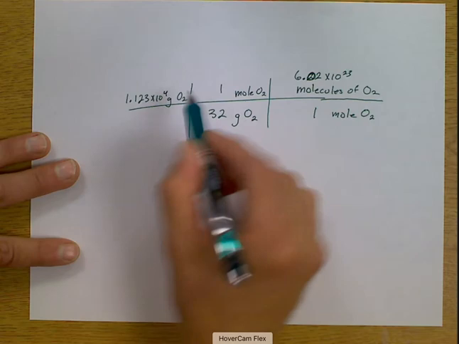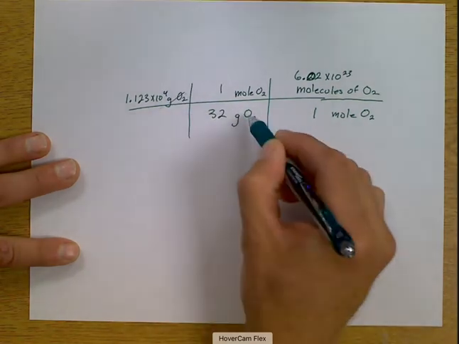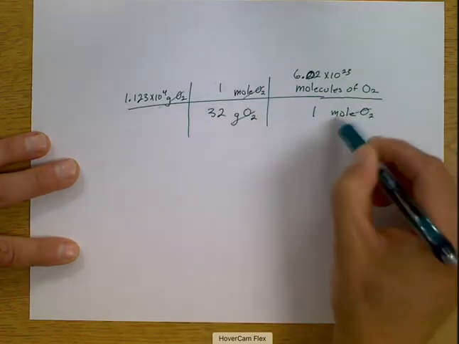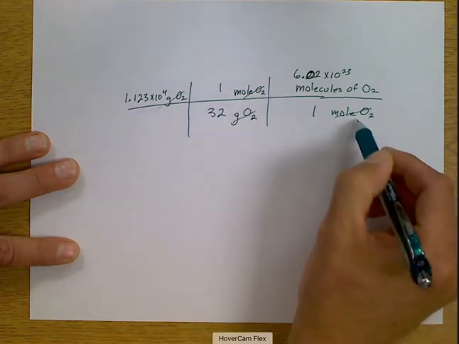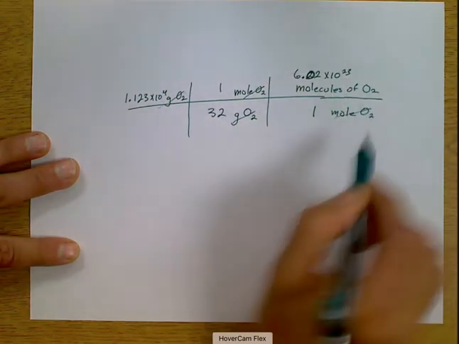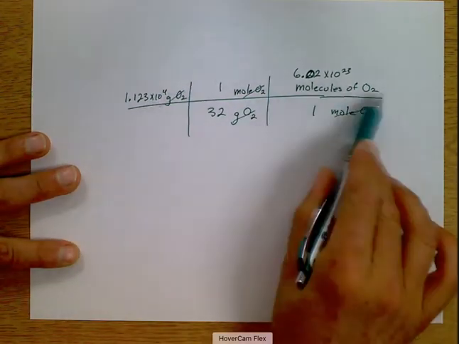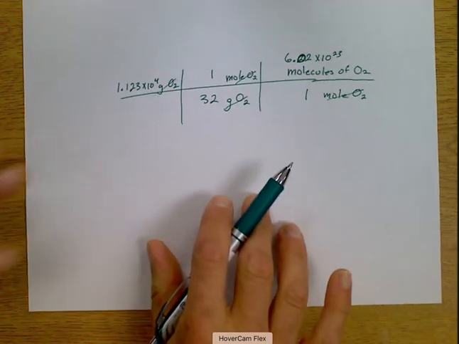You have to pull this unit down, because what you really want to do is cancel these units. So when I cancel these, when I divide these out, I end up with this unit as my last one. So now my job is to multiply the top and divide by the bottom.